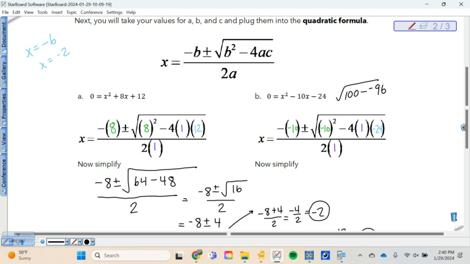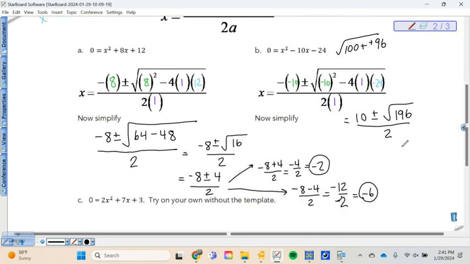Negative 96. So if I'm doing 100 minus negative 96, what happens with minus and negative? Good. So under my square root, I have 196, right? 100 plus 96 is 196. So if I rewrite this, I have a negative negative here as well. What happens there with that negative negative? Positive. Yep, I have 10, and then it's going to be plus or minus the square root of 196 divided by 2.